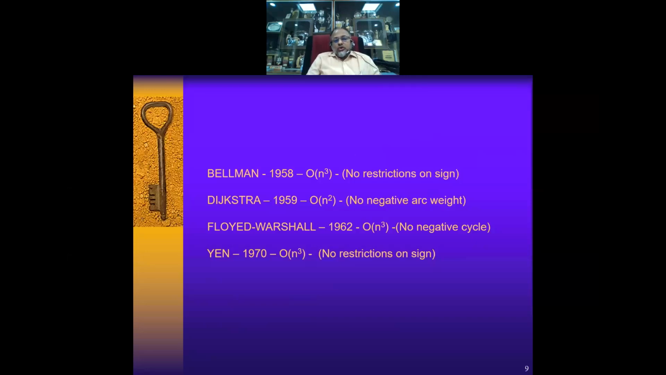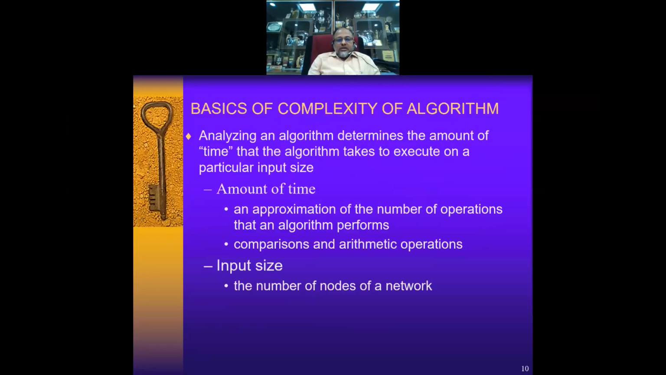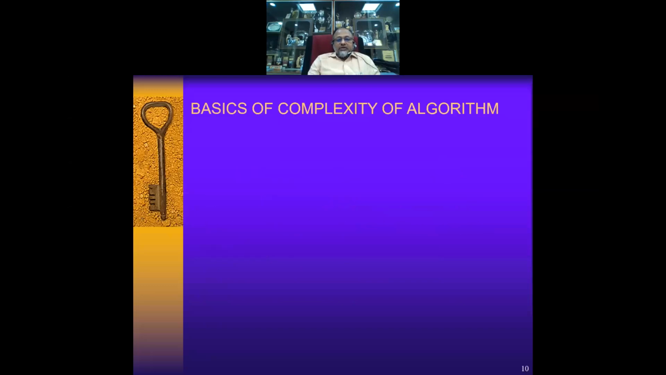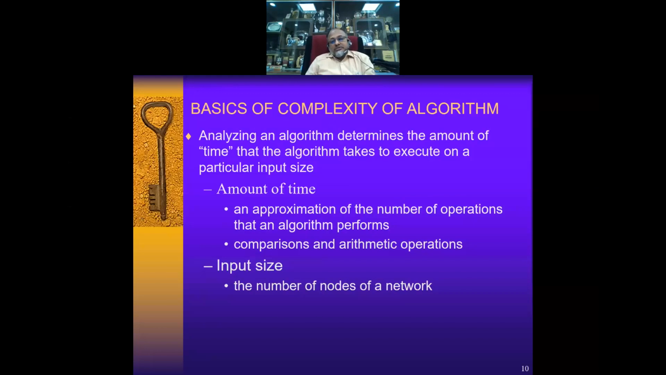Now one should know what the order is. Why is it required? You can see the algorithms were developed in 1958, 59, 62, and 70, and between these years, many algorithms have been developed. Now the question is whether my algorithm is better than the existing algorithms or not. Many researchers are here. You may develop an algorithm and you want to check whether your algorithm is better than the previous algorithm.